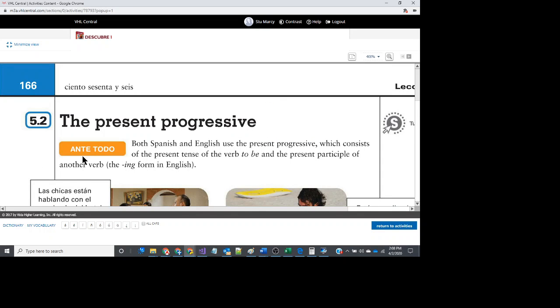So, before everything, ante todo, both Spanish and English use the present progressive, which consists of the present tense of the verb to be, which in this case will be estar, not ser, and the present participle of another verb. In other words, one of those ing words.